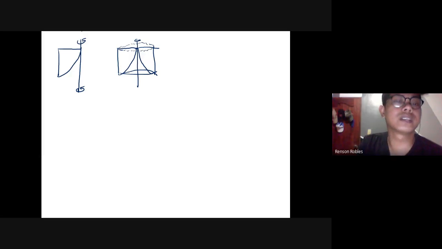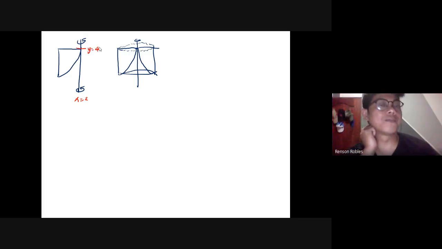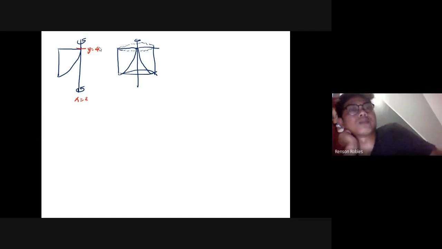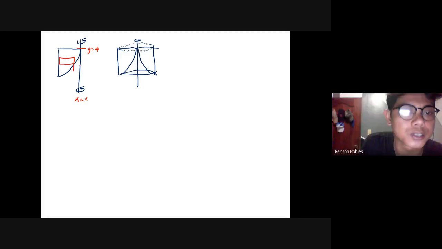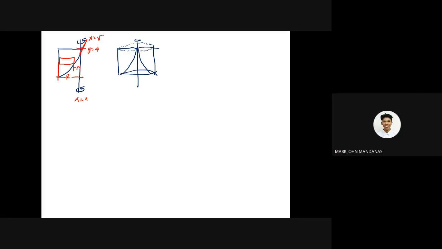Okay. So the axis of revolution is the line x equals 2. And then this is the line y equals 4. What element should we take? Vertical or horizontal if we want to use the washer method? Horizontal po. Okay. So this is your small r and this is your capital R. Question. What is the equation of this curve? X equals square root of y. Okay, good.